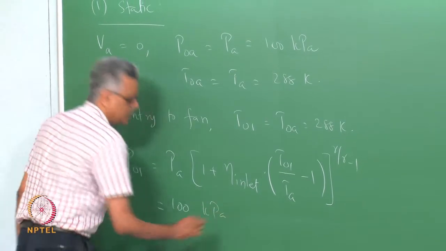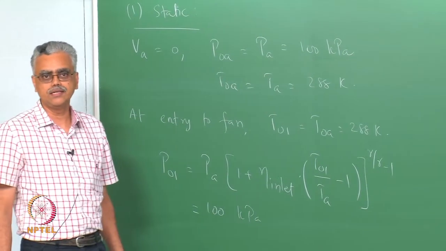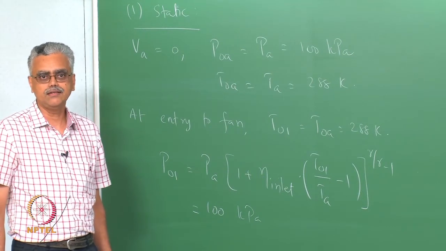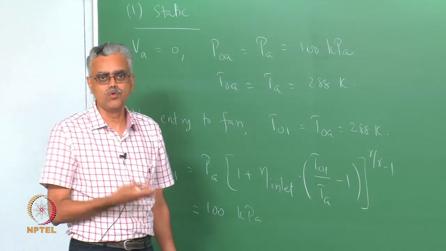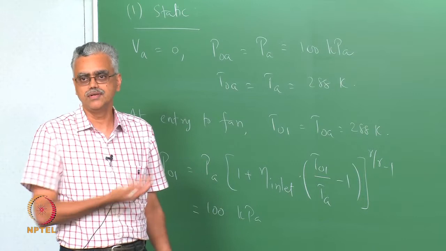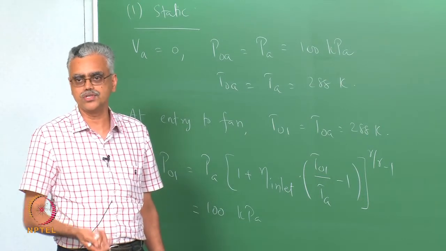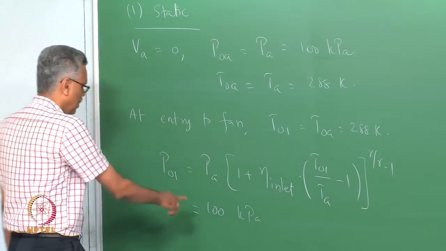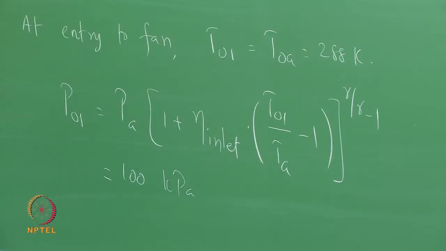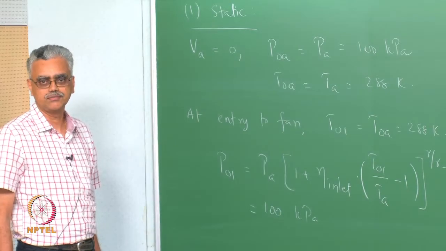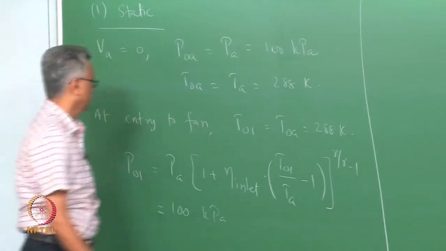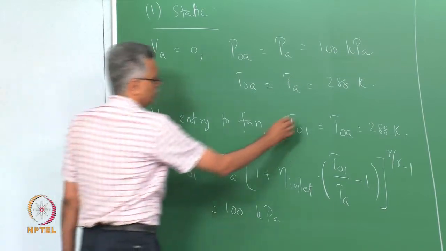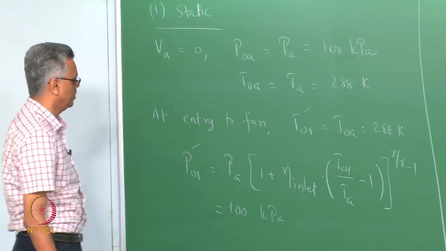This makes sense, because the air is not moving, so the inlet cannot take static air and increase its pressure. The inlet is designed to take the air that is moving and convert some of the momentum to static pressure. In this case the air is not at all moving, so there is no question of taking the air and increasing its static pressure. So this number makes sense. Our definition for the isentropic efficiency of the inlet seems to be consistent, it works fine. So that is P01 and T01. We know the entry conditions at the inlet to the fan.